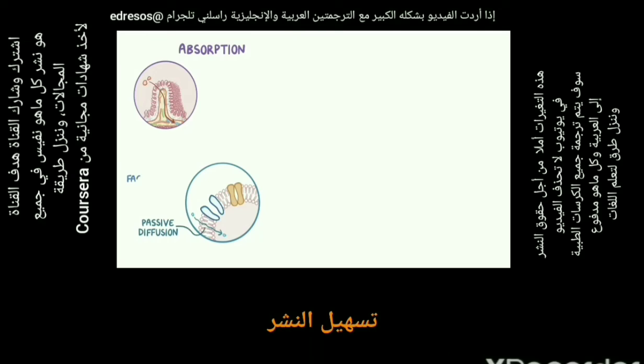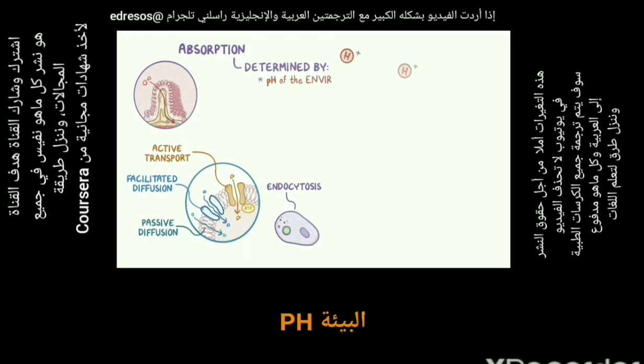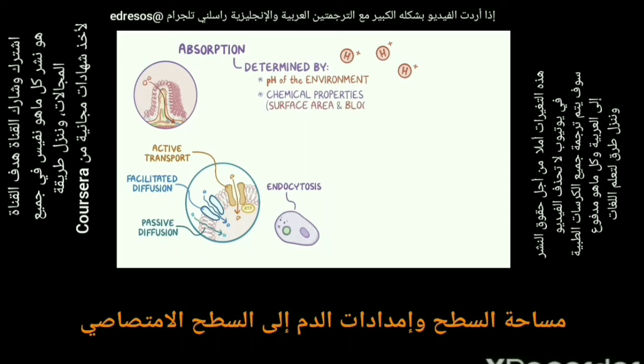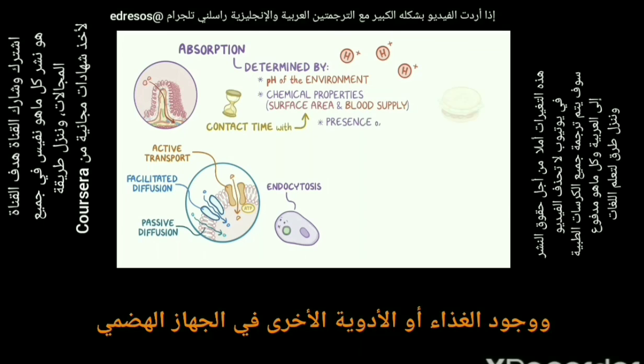Alright, as a quick recap, absorption refers to the movement of medication from the site of administration into the circulation. It can occur through passive diffusion, facilitated diffusion, active transport, and endocytosis, and is determined by the route of administration, the pH of the environment, the chemical properties of the medication, the surface area and blood supply of the absorptive surface, the amount of contact time with the absorptive surface, and the presence of food or other medications in the gastrointestinal tract.